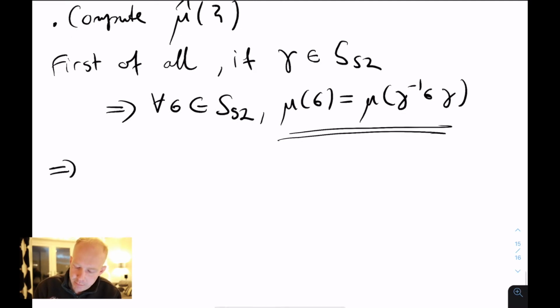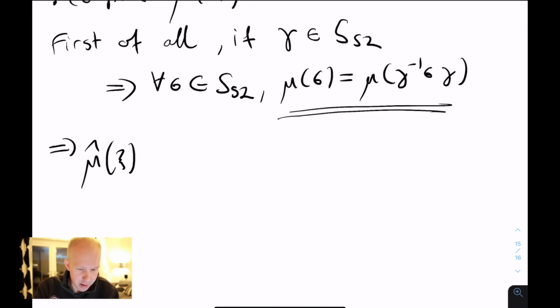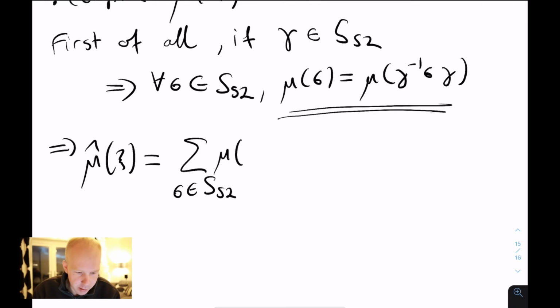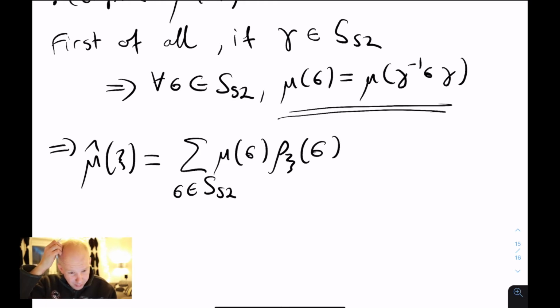And then this implies that for the Fourier transform, once we compute this and open the expression, we can actually prove that this satisfies a property. Let's open the definition. It's just summing over all the group elements in S52. That's the definition of the Fourier transform: I put mu of sigma and then rho psi of sigma, at the point sigma.